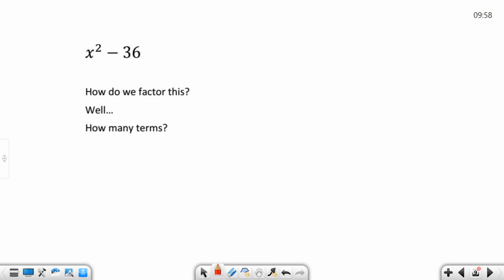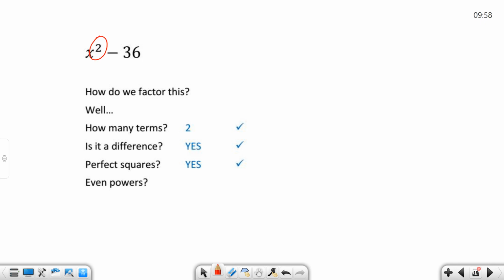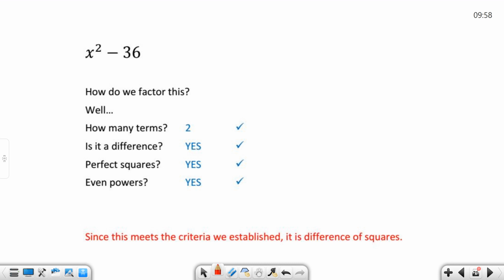So let's consider x squared minus 36, and how do we factor this expression? Well, the first thing we do is say, how many terms is it? It's two terms. Check. Is it a difference? Are the signs different? Well, look, this is a positive and this is a negative. So the signs are different. Check. Are they perfect squares? The coefficient out here is a 1, and then the 36. 1 squared is 1. 6 squared is 36. Check. Then do we have even powers? Well, what's my only power? 2. Is 2 even? Sure is. Check. So guess what? We have now met all the criteria for difference of squares.